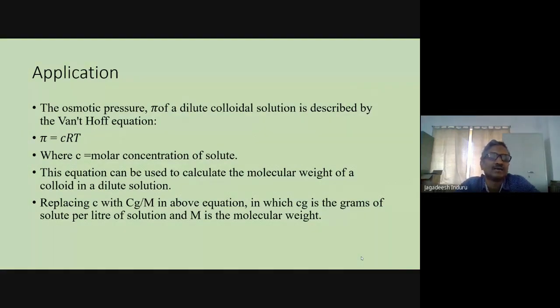Like osmotic pressure, you know, by applying the pressure there is no solvent movement. R is known, T is the temperature we are noting down, C is the molar concentration we are keeping there. So we know how many grams we have added, and we can calculate the M of the colloid that we are going to prepare.